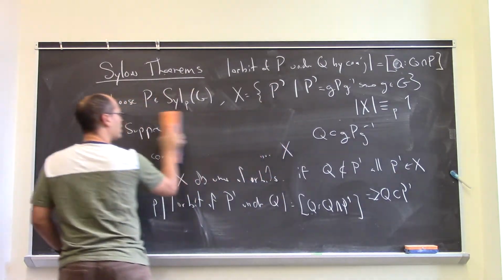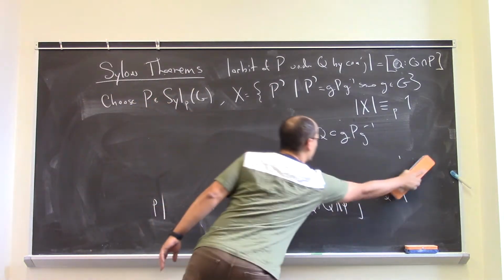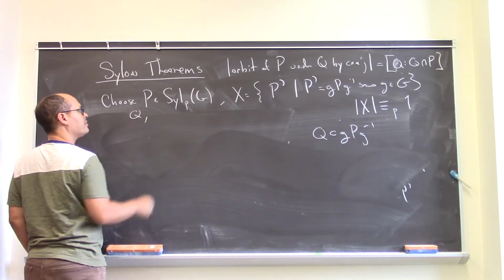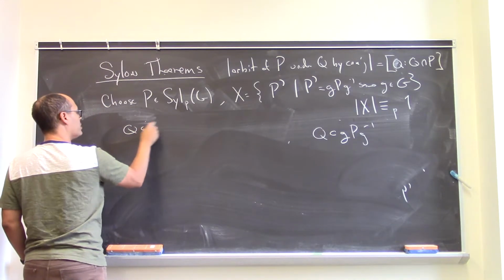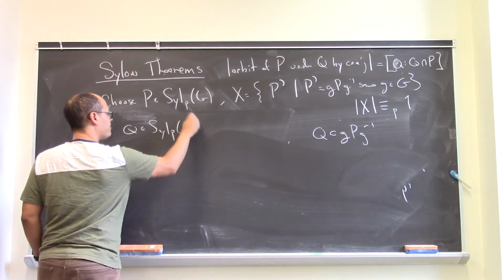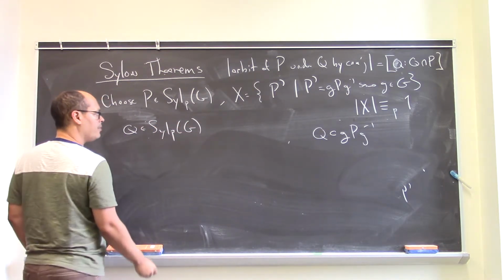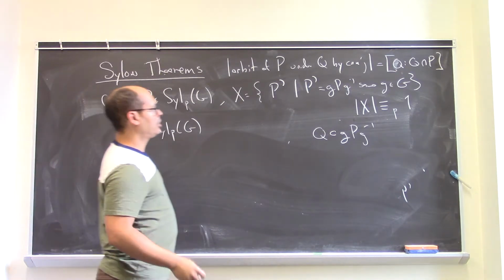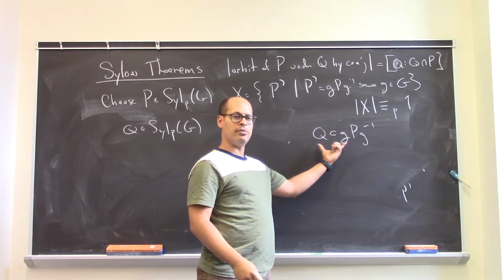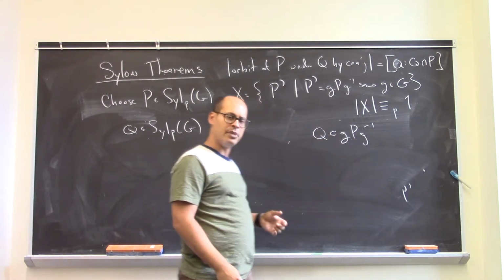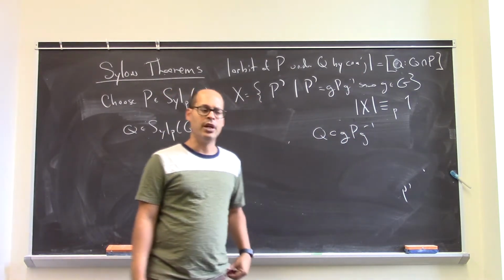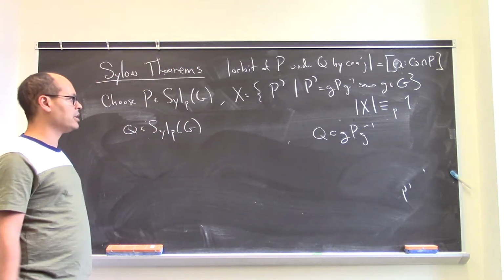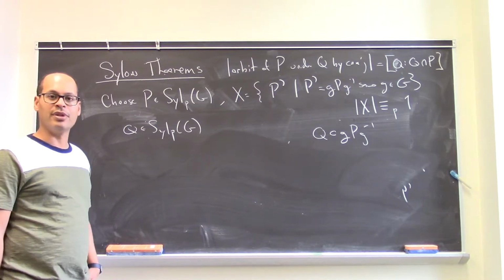But of course, this also says that if Q is also a Sylow p subgroup, then these things are subgroups of the same size, so they would have to be equal. Q would be a conjugate of any fixed Sylow p subgroup, and so all the Sylow p subgroups are conjugate. And that's part 2 and 2.5.